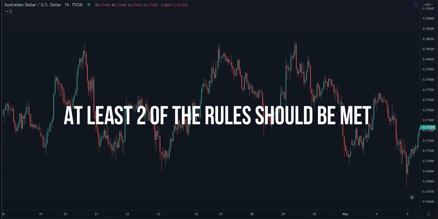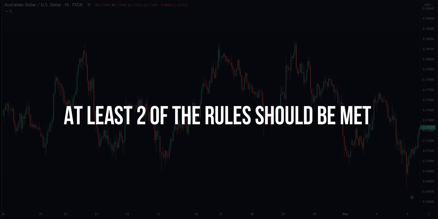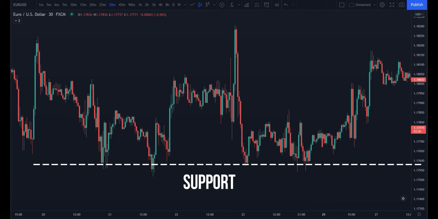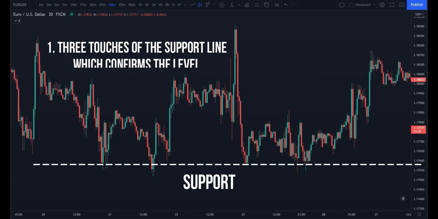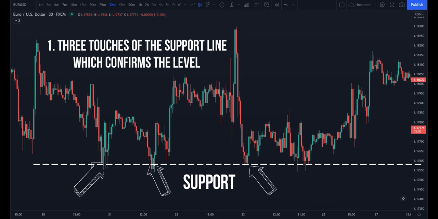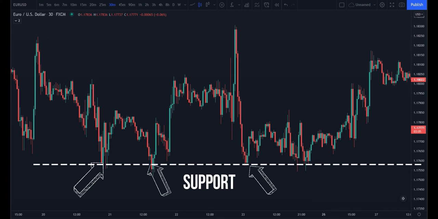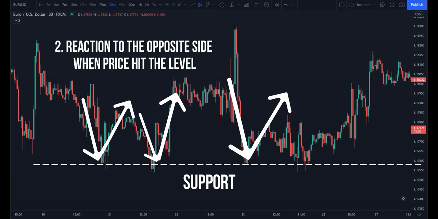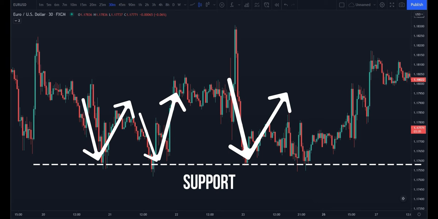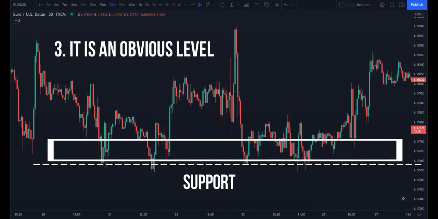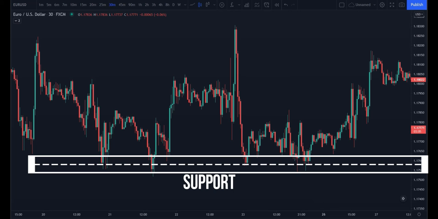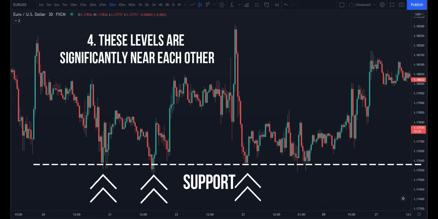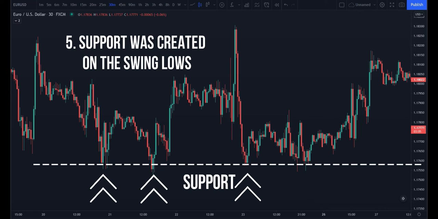Remember, we said that we need at least 2 rules to be met before we can confirm a support or resistance level. Right here at the bottom we see a level of support. Why? Because number 1, there have been 3 touches of the support line, which confirms the level. Number 2, when price reached the support level, we see that price rejected it or respected it and went to the opposite direction. Number 3, it is an obvious level, and it stands out. Number 4, the rejections are significantly near each other. And lastly, they are all swing lows.